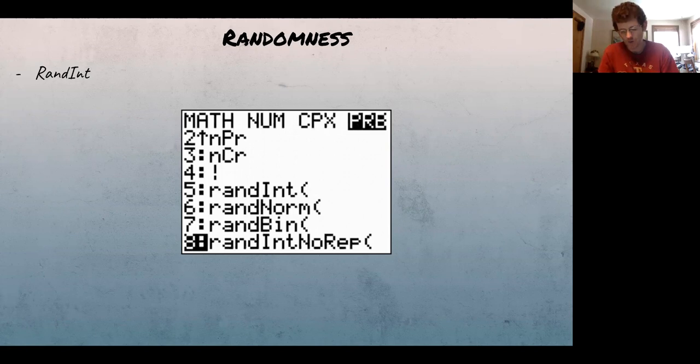So if you try that, that's 1 comma 100 comma 3. Then you'll see 3 random numbers generated. I happen to get 2 of the same number in a row, which is possible with randomness.